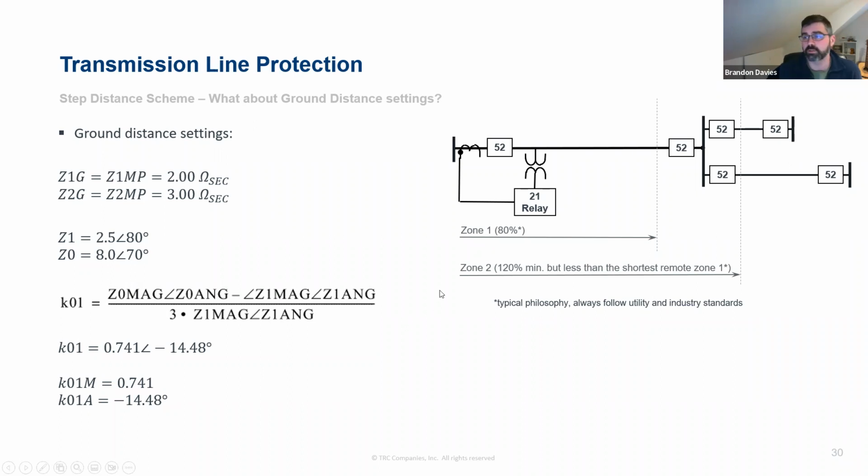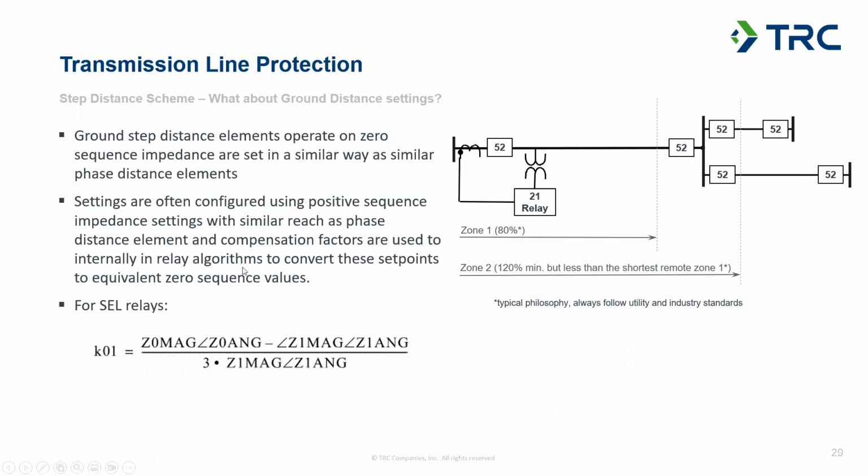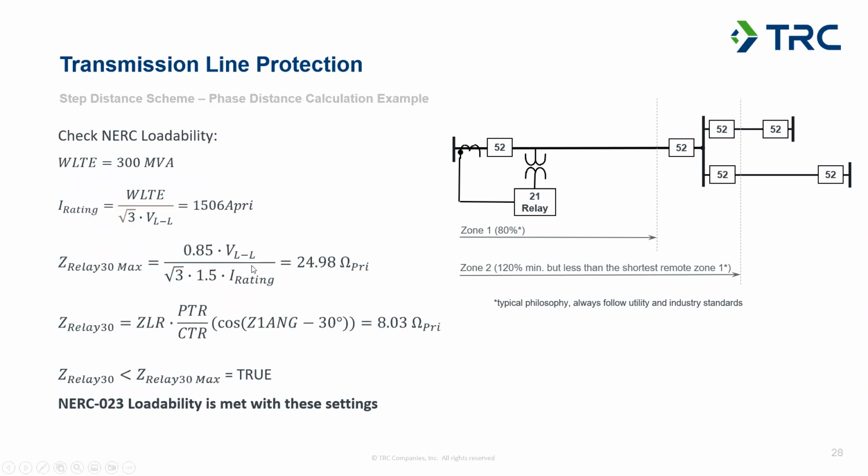So, any questions on the calculation example? Randy, could we look at the impedance relay 30 max formula one more time? I wanted to make sure I understood what the 0.85 and 1.5 were.